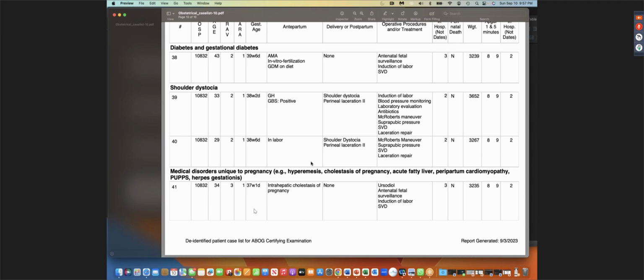Okay. Would you have considered a hysterectomy? Yes, if the bleeding wouldn't have resolved, the hysterectomy would have been part of the plan. I see. Okay. Let's go to case number 41.